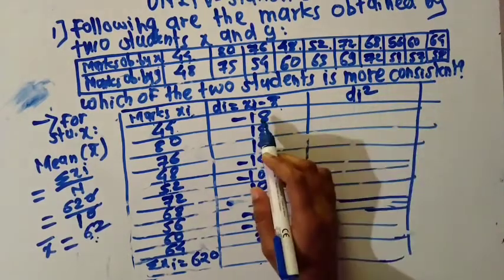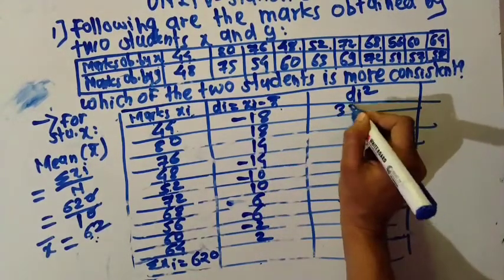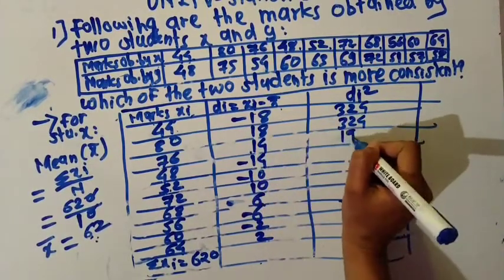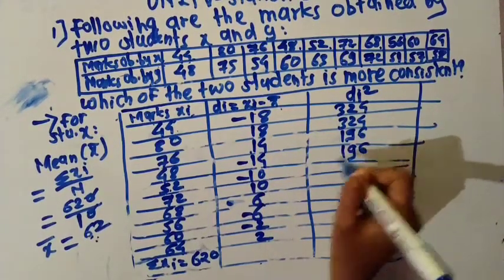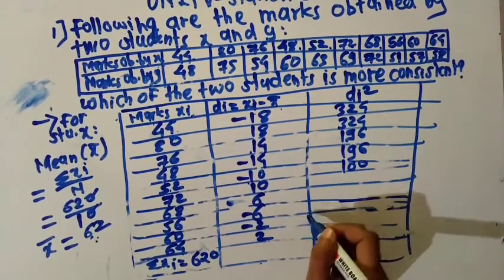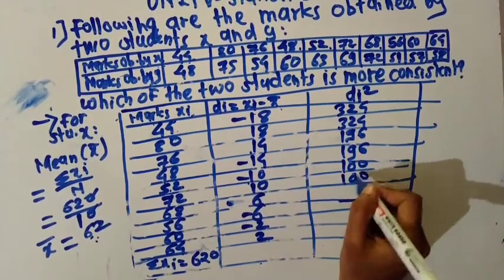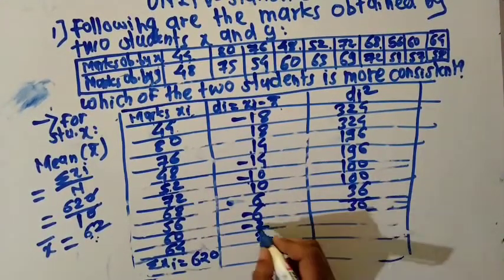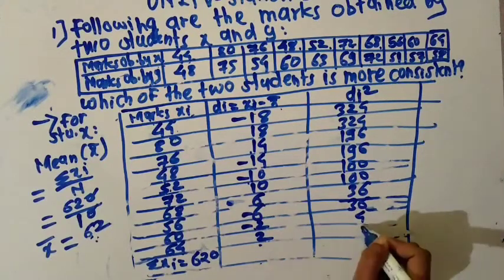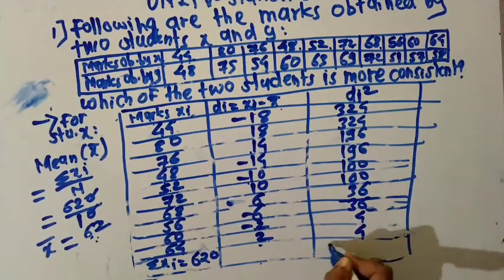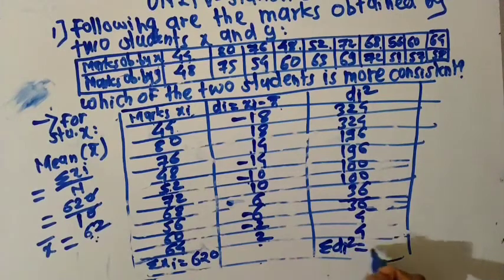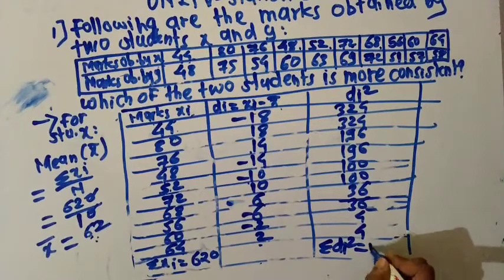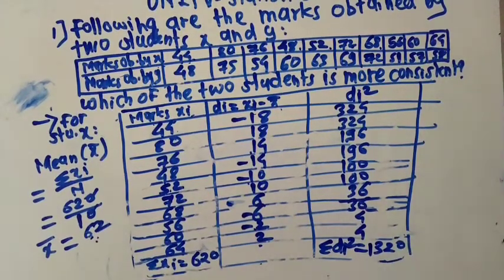Then find di square. 18 square is 324. Square 324. 14 square is 196. 10 square is 100. 6 square 36. 2 square 4. 2 square 4. Then find out the summation of all this, which is 1320.